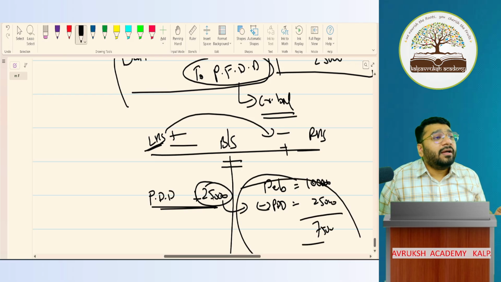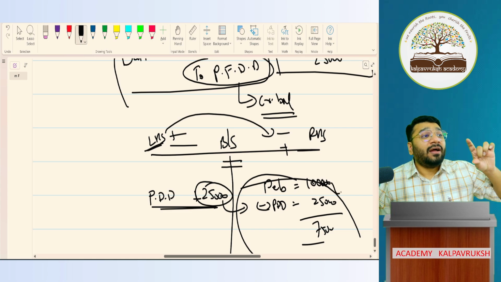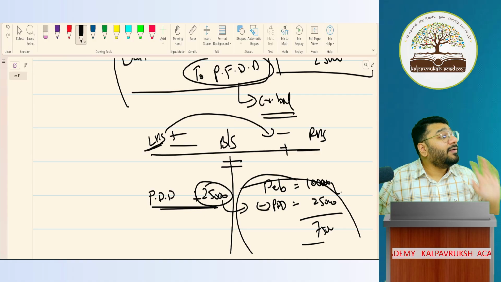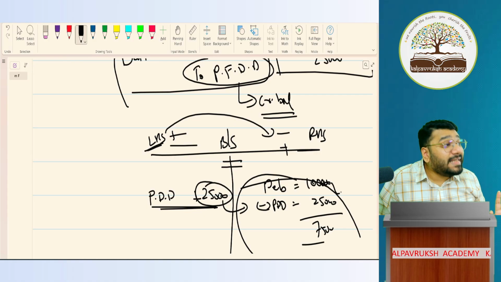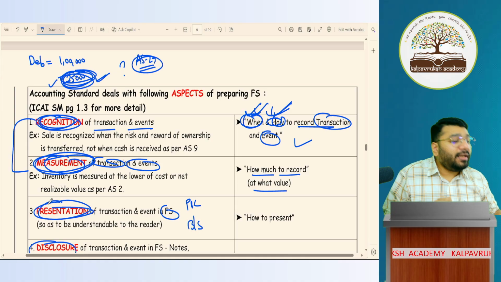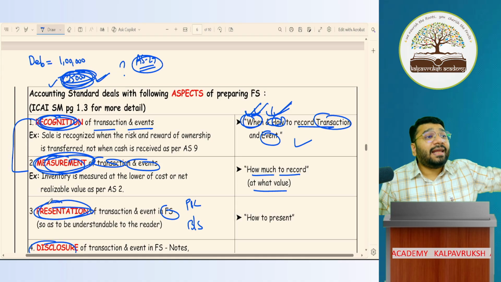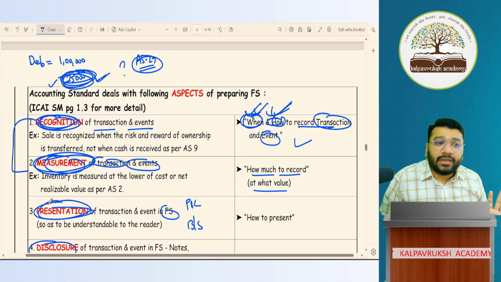So now there are several AS who will tell you how the presentation of certain accounting treatment should be done in the financial statement. That is in P&L and balance sheet, how things have to be presented. That guidance is being covered under presentation aspect, so that the user can understand that in a better way. They can read and interpret that in a better way. Got it? Not got it?